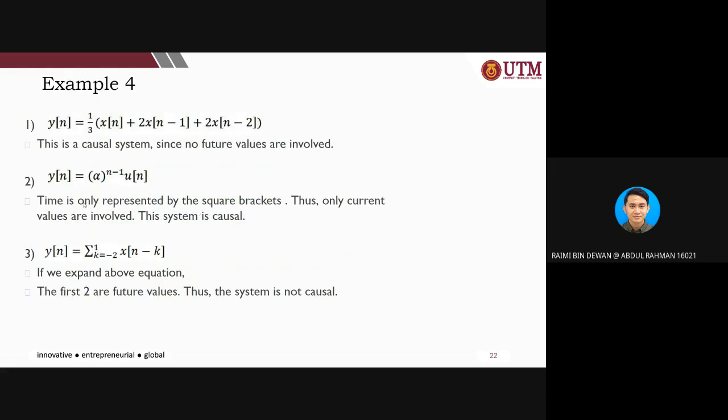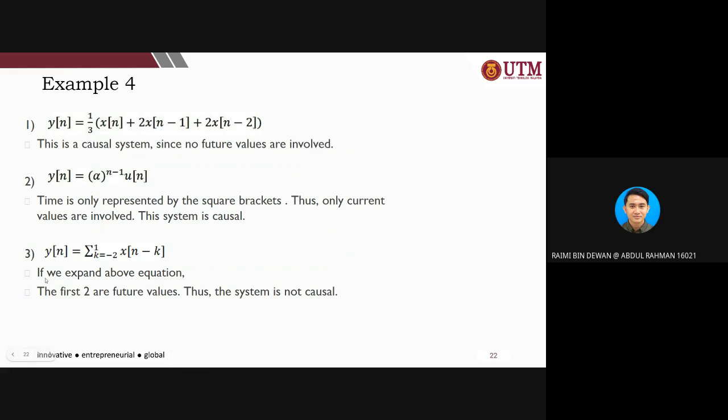Next, time is only represented by the square bracket, thus only current values are involved. The system is causal. You see this y[n] equals alpha to the n minus 1 times u[n]. Time is only represented inside these square brackets, so only current values are involved. You see there is no shifting whatsoever. It's just purely n. So this system is causal.